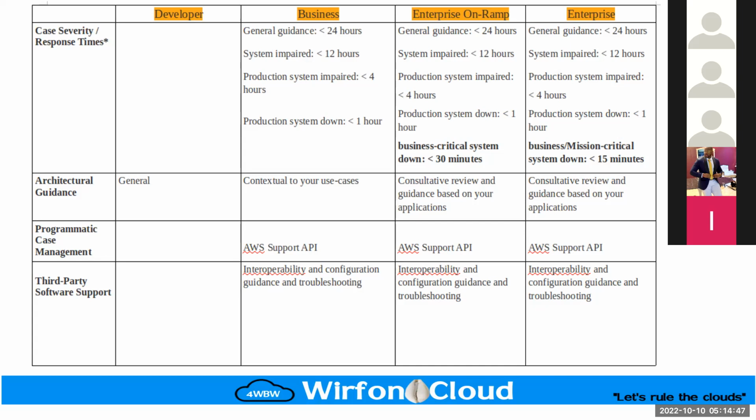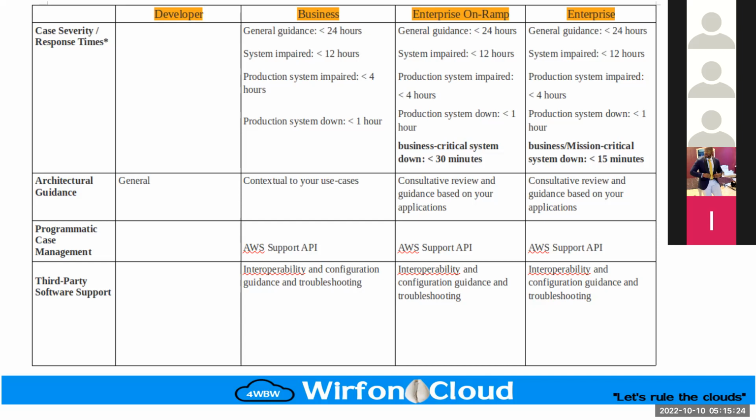Okay. Who is going to read the next for us? AWS Marketplace management: under developer, not applicable; business, AWS Support API; enterprise on ramp, AWS Support API; and enterprise, AWS Support API. Okay, so this means that for programmatic case management, the developers don't have access to it, but for the other three plans, you have AWS Support APIs.